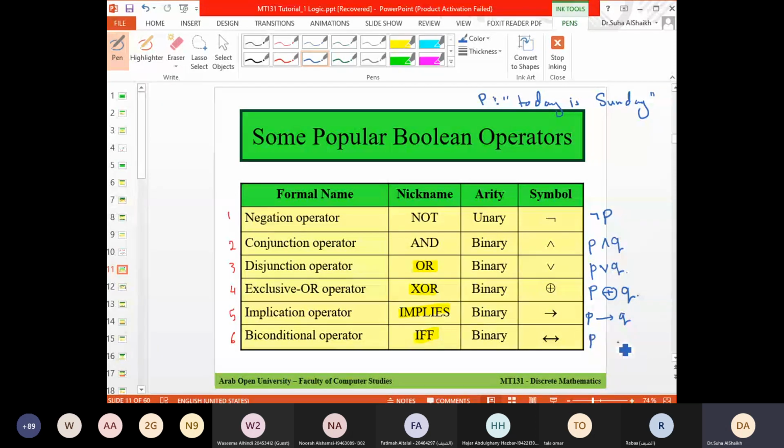The binary if and only if: P if and only if Q. Of course, we are going to talk about those operators one by one. Okay. Now I just want you to know them, and inshallah we will talk about them one by one.